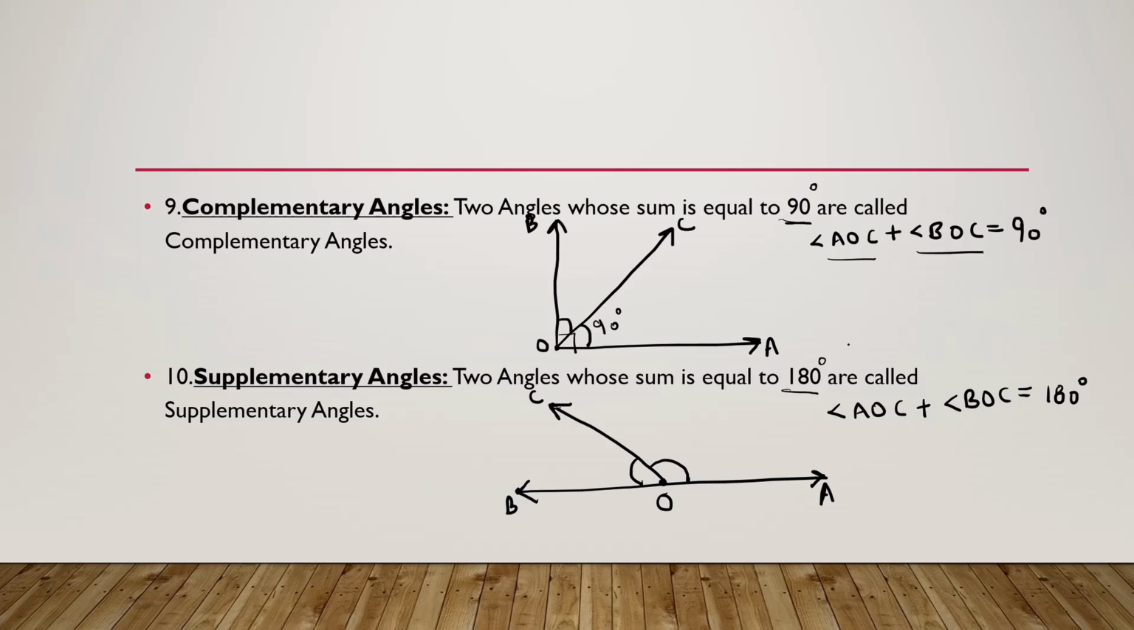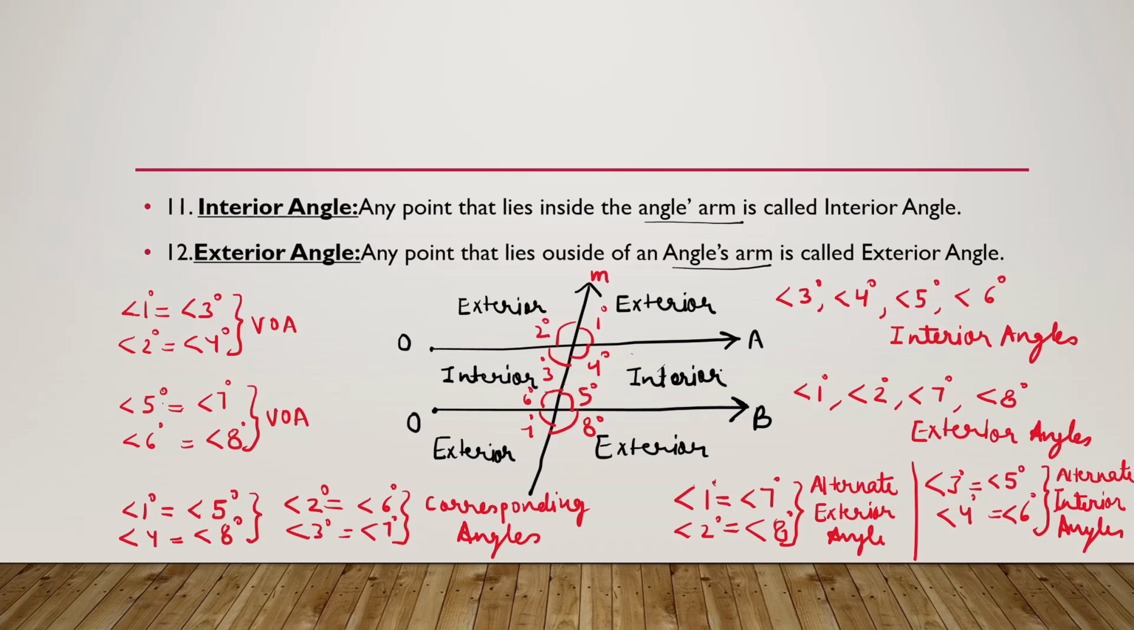Next one is supplementary angle. Two angles whose sum is equal to 180 degree are called supplementary angles. In this image, you can see angle AOC and angle BOC. When we sum them, their sum is equal to 180 degree. So angle AOC and angle BOC are called supplementary angles. Next one is interior angle, and the 12th one is exterior angle. Any point that lies inside the angle's arms is called an interior angle, and any point that lies outside the angle's arms is called an exterior angle.